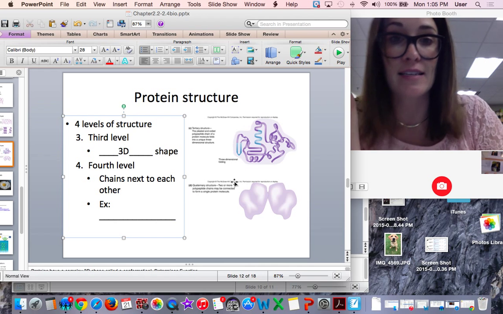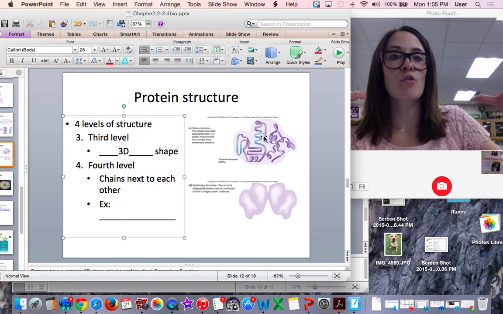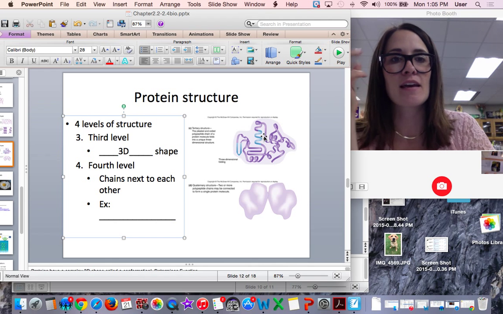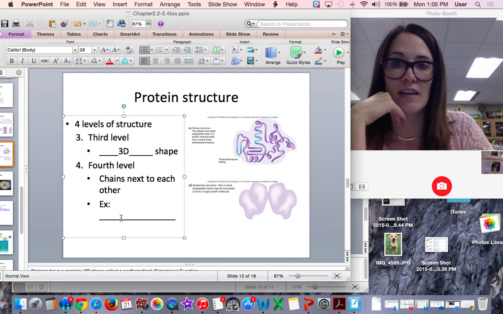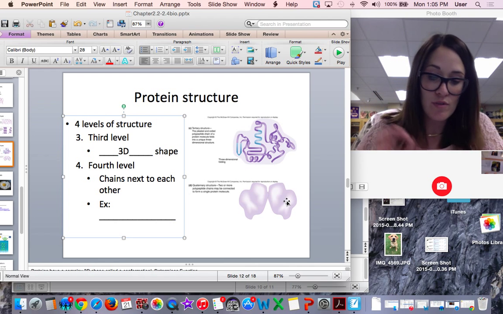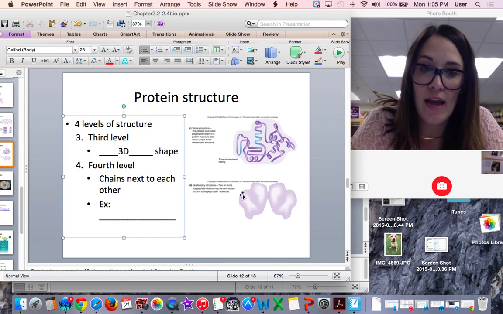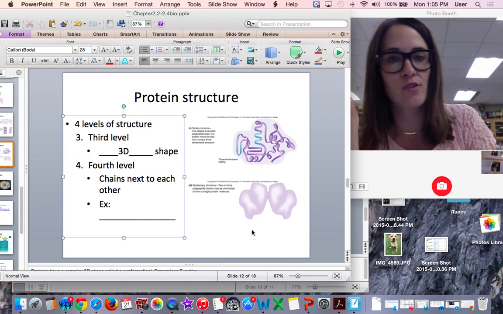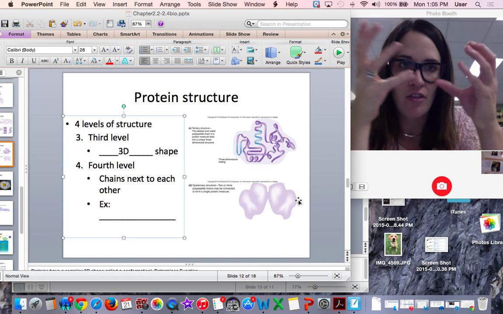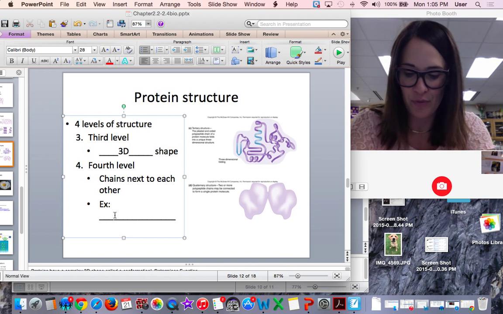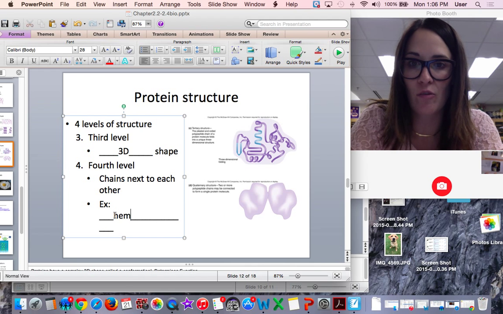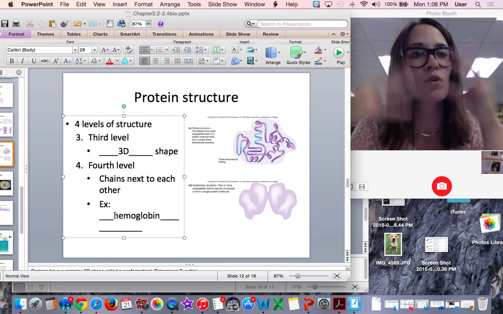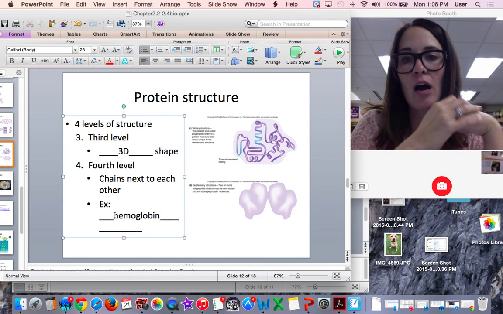The third level gives that protein structure a 3D shape. So you need your 3D glasses. All it is is that the protein is getting folded in on itself. There are more bonds happening to make it a little bit more 3D. The fourth level is the most complex level, and what happens is there are chains of amino acids that are put next to each other. So here's a chain, they're clumped together. An example is hemoglobin. In your blood, hemoglobin, which carries oxygen, actually has four amino acid chains that are globbed together.